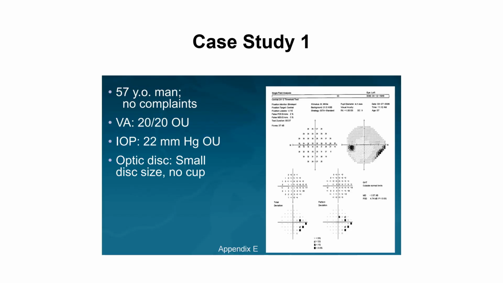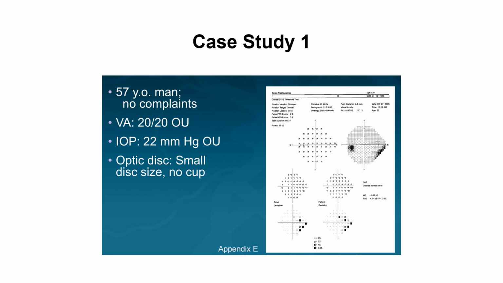Now, coming to the case studies. We will explain some case studies in order for you to memorize by heart how to interpret a visual field, collecting all the data that we said in the previous slides. The first case is a 57-year-old man with no complaint, vision 6/6 in both eyes, with IOP 22 mmHg in both eyes, and a small disc size with no cup. You will follow the 5 rules that we introduced on how to interpret a visual field printout correctly.